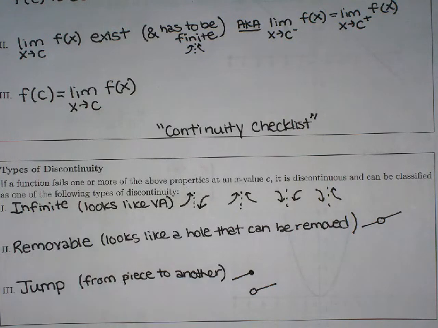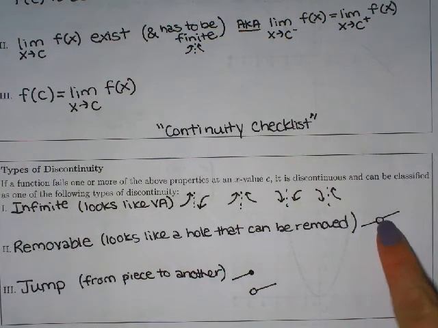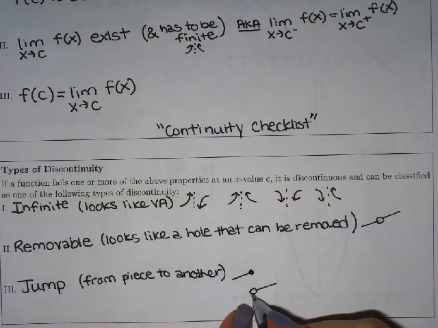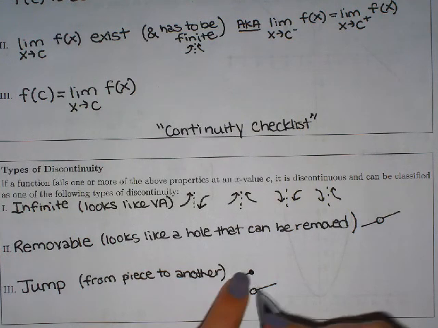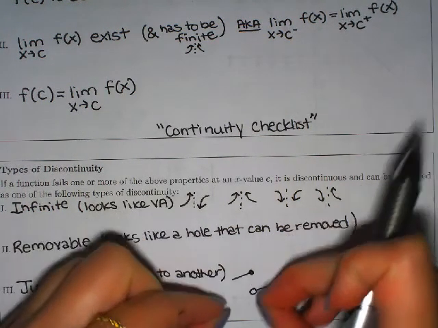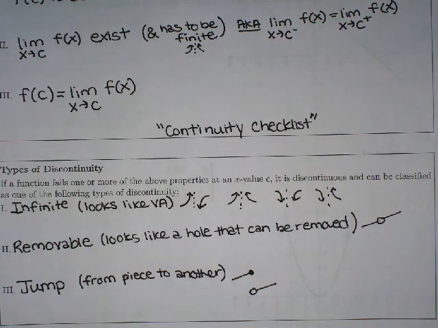So for some reason it gets confused with removable, I guess because infinite is so obviously its own thing because the limits are infinity. Removable is you fill in the circle and you've gotten rid of the discontinuity. Even if I fill in this circle, it's still going to be discontinuous. I would have to jump this whole piece up or jump this entire piece down in order to get rid of the discontinuity. And that's why it's called jump.